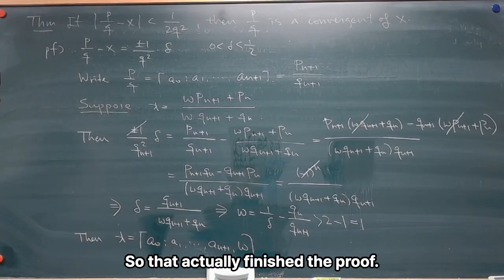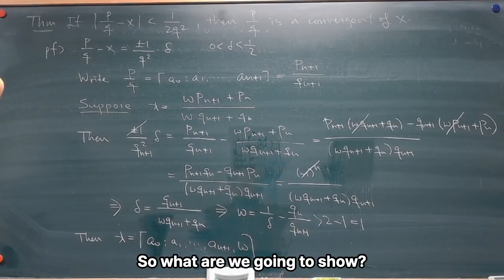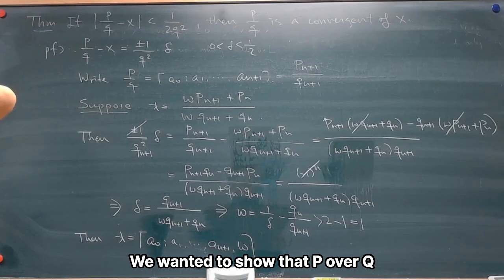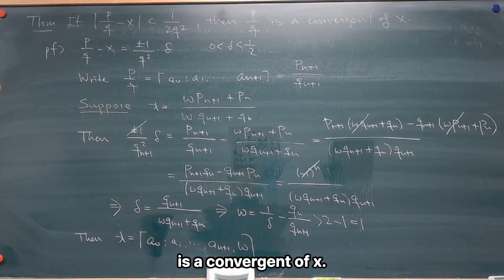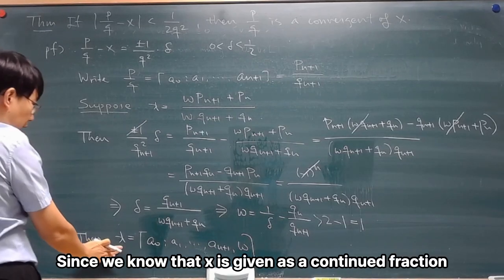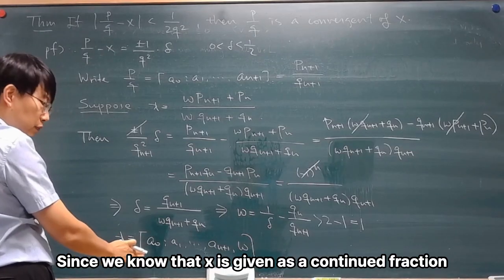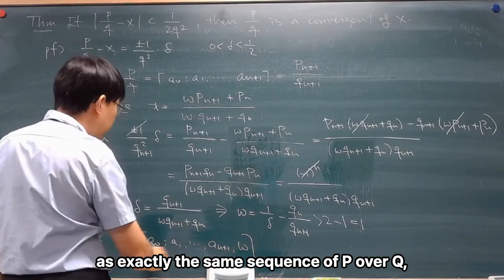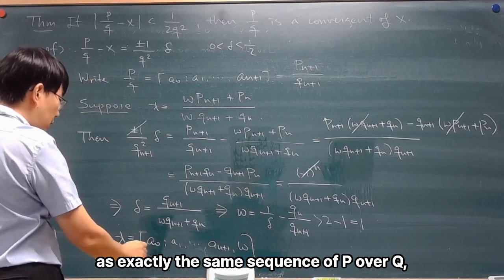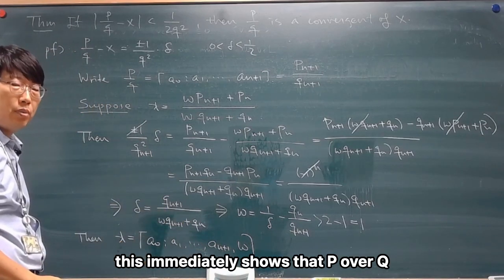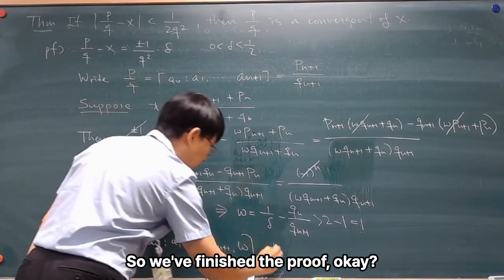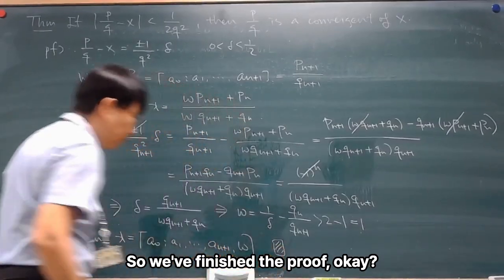So that actually finishes the proof. What were we going to show? We wanted to show that P over Q is a convergent of x. Since we know that x is given as a continued fraction with the first integers exactly the same sequence as P over Q, this immediately shows that P over Q is one of the convergents of x. So we finished the proof. Okay.